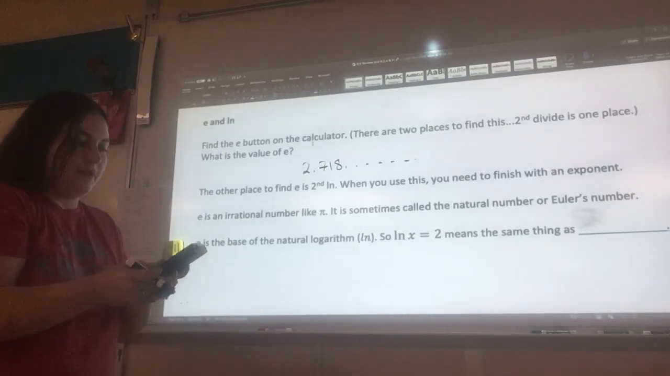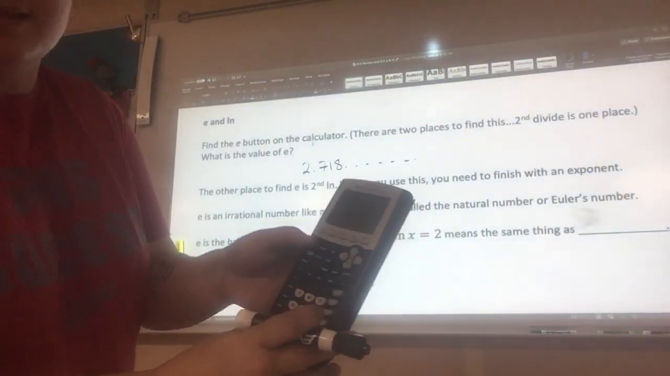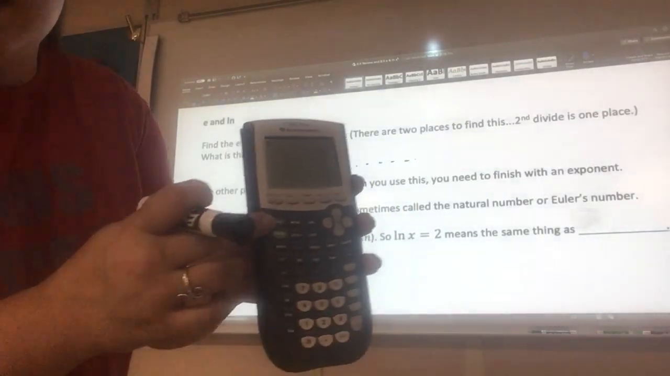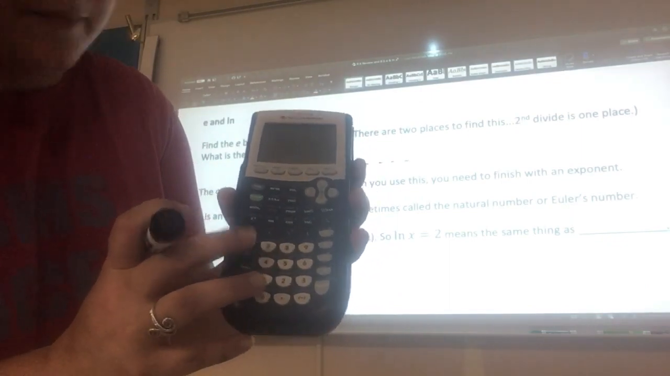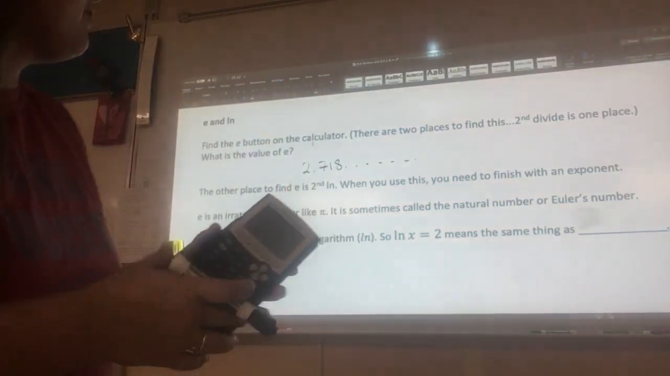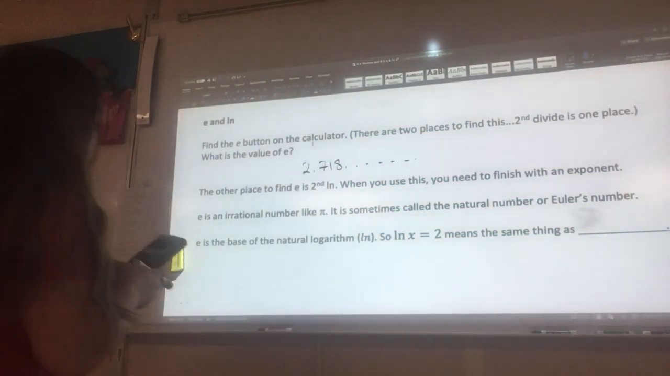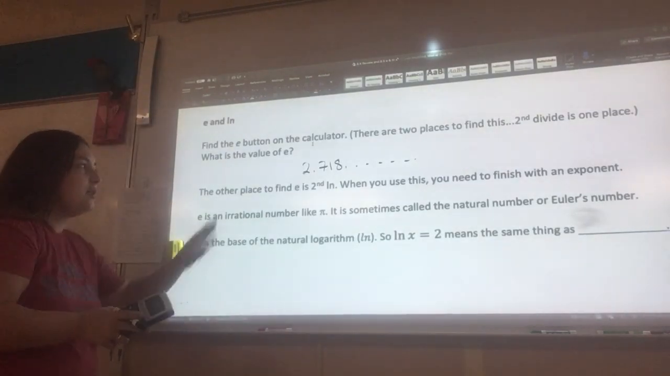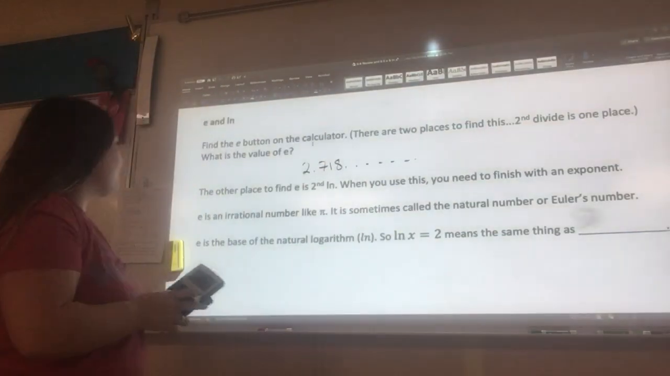The other place to find e is you do second, the second button, and ln right below log. That should get you e, and it has an exponential spot. But for this one, you need to put in an exponent. And if you put in e to the first, you should still get 2.718, and it still would continue.